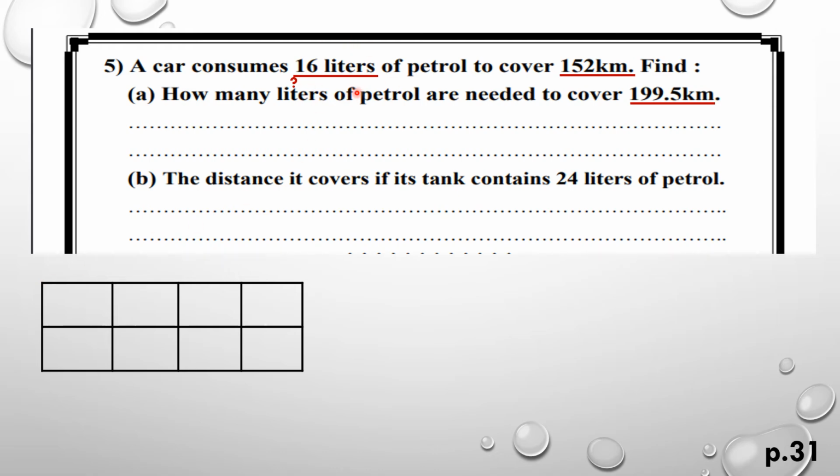Now, what are the units which we have here? We have liters and kilometers. So, here I'm going to write liters and down kilometer. Beside liters, what do we have? 16. So, beside liters, we are going to put 16. Beside kilometers, what do we have? 152. So, here we are going to put 152.